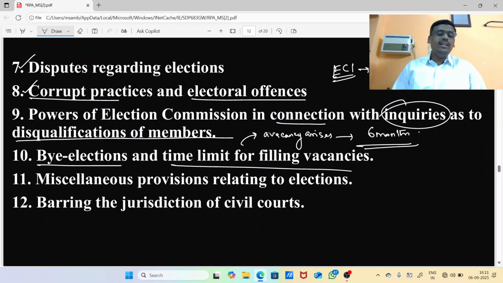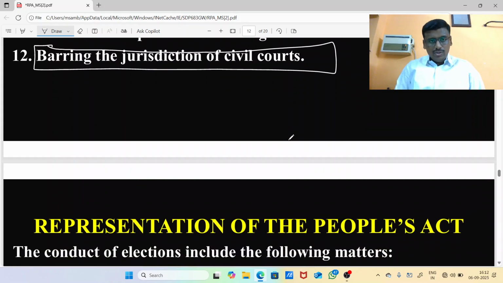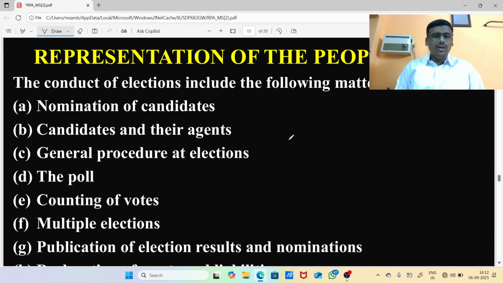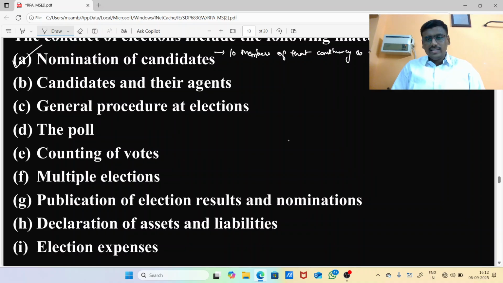should be noted well. And then the miscellaneous provisions relating to elections, and it also bears the jurisdiction of civil code. And here comes the conduct of elections. First one is nomination of the candidate. A person who is willing to contest in the election in a particular constituency, he needs to file a nomination to the returning officer. So he needs to get signed from 10 members of that particular constituency to contest in election.